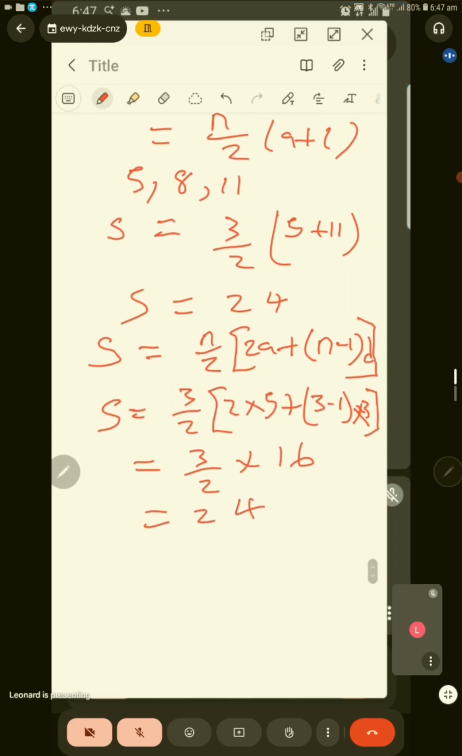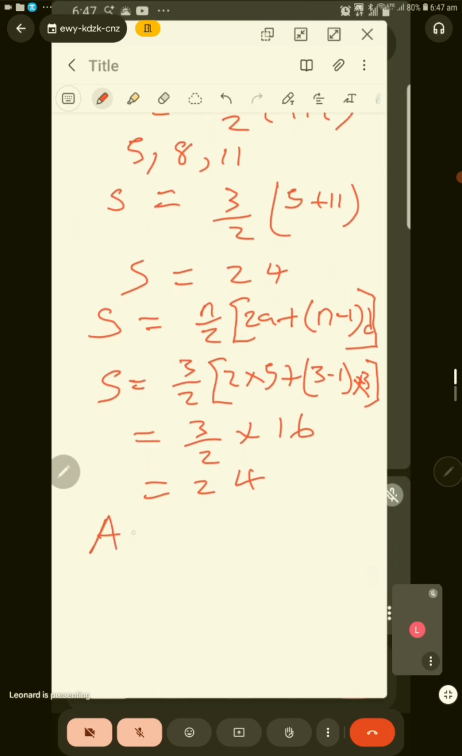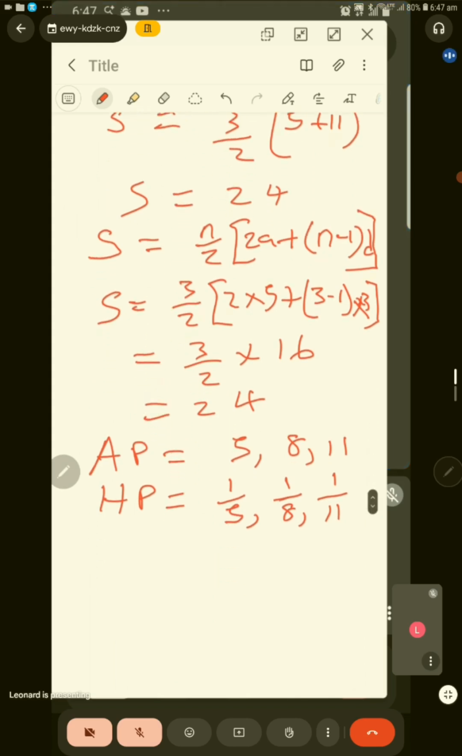Let's now move back a little to our AP. The one we are using is 5, 8, 11. Then assuming we are now looking for harmonic progression, it will be 1 over 5, 1 over 8 and 1 over 11. That is to say that harmonic progression is taking the reciprocal of the arithmetic progression. Then what is the geometric progression?